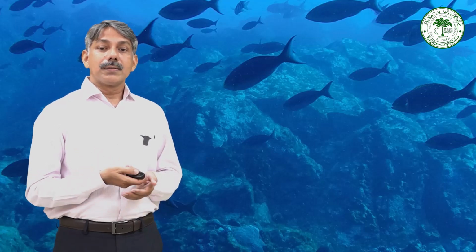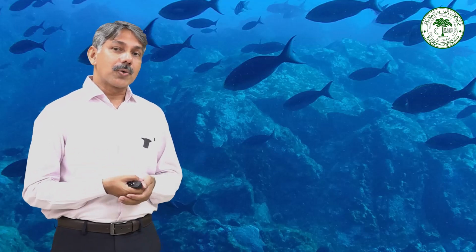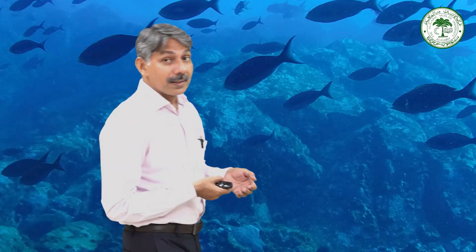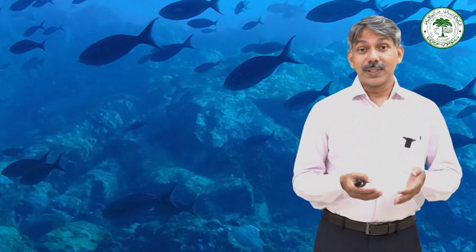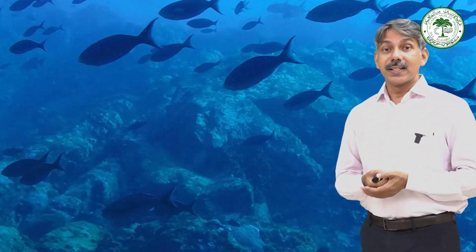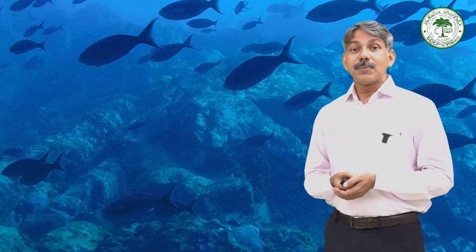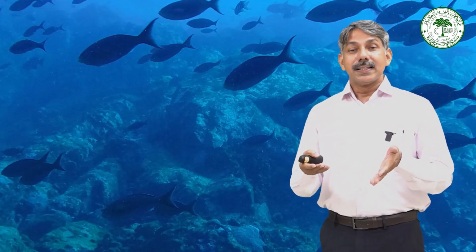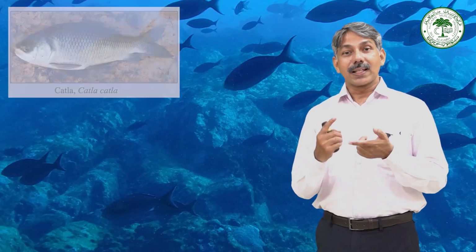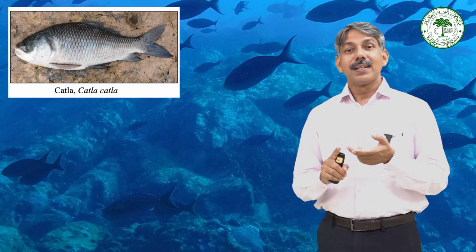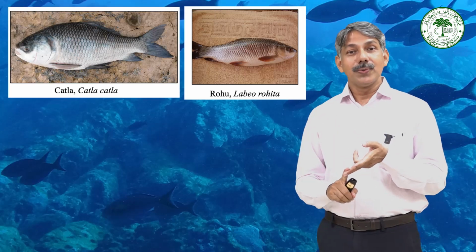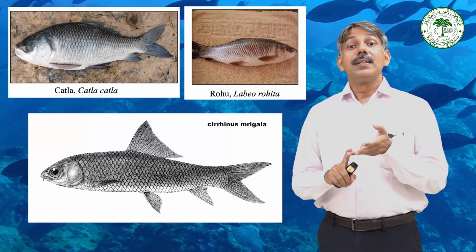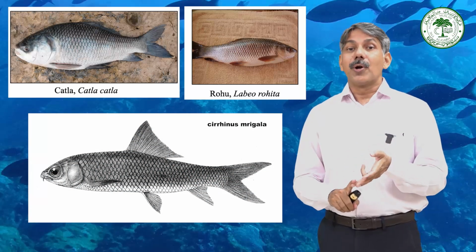So next, I can talk about Indian major carps, the very important fish group with respect to our country, India. These Indian major carps are very popular, we all know. It includes Catla catla, the surface feeder, then Labeo rohita, rohu, the column feeder, and then Cirrhinus mrigala, the mrigal, which is a bottom feeder.